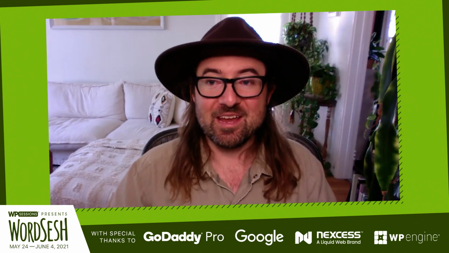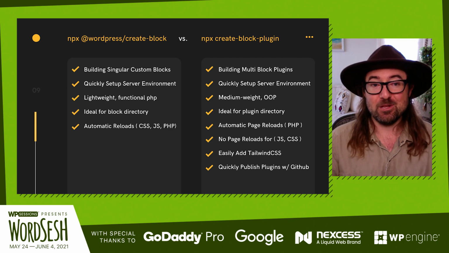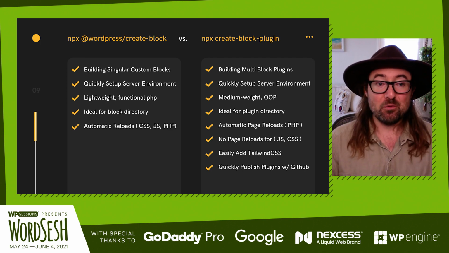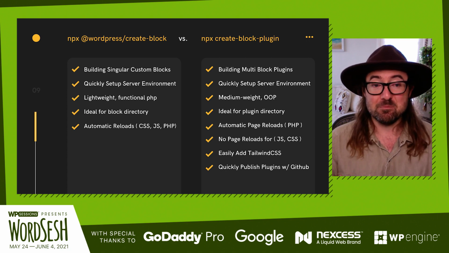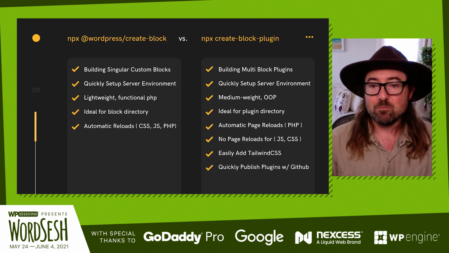All right, let's do a rundown of the differences between the WordPress Create Block package or command and the Create Block plugin. So Create Block is perfect for building singular custom blocks. You can use it to build multiple blocks, but that's really where its bread and butter is. Create Block plugin is great for building multi-block plugins. Think about a block collection like CoBlocks, for example, something like that, or more complex block plugins.